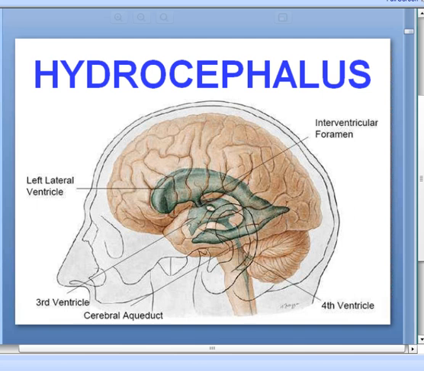The definition of the word hydrocephalus is anything that interferes with this normal pattern of production, flow, and reabsorption. That's the definition of the word hydrocephalus. Most of us think of hydrocephalus as kids with big brains. And of course, that's true also.